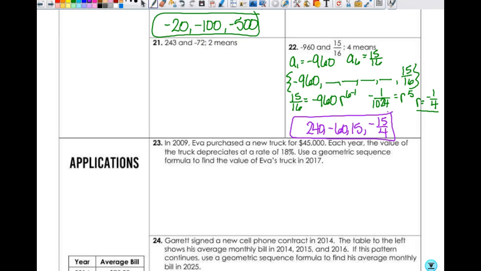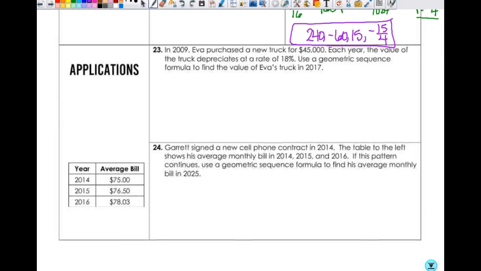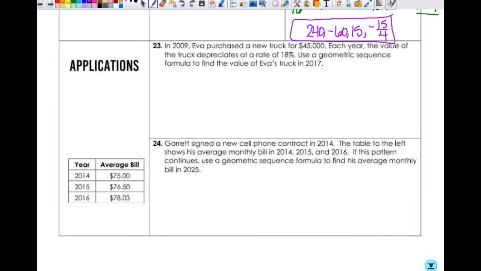It says, in 2009, Eva purchased a new truck. Oh my gosh, you're killing me. Eva purchased a new truck for $45,000. Each year, the value of the truck depreciates at a rate of 18%. Use a geometric sequence formula to find the value of Eva's truck in 2017.